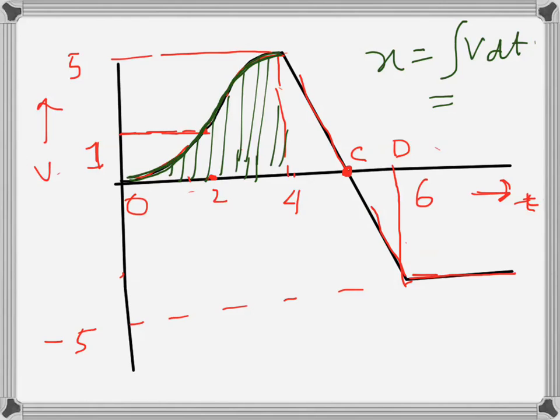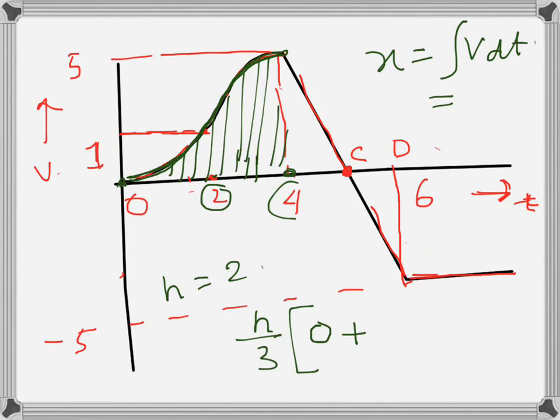Since we don't have an analytical expression for the velocity, we can use Simpson's rule, because we have this value here for 2 seconds, this is 1, at 0 this is 0, and at 4 this is 5. If we apply the three-value Simpson's rule, it will be h over 3, and of course h here will be 2. The first value is 0, then at 2 this one is 1, but this is 4 times the middle one, so 4 times 1, plus the last one, which is at 4, and that is 5.